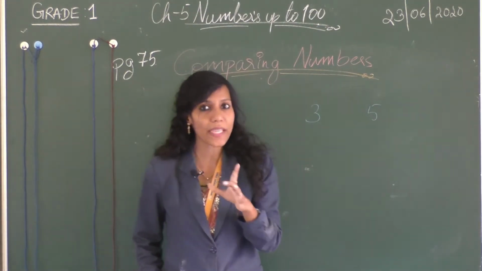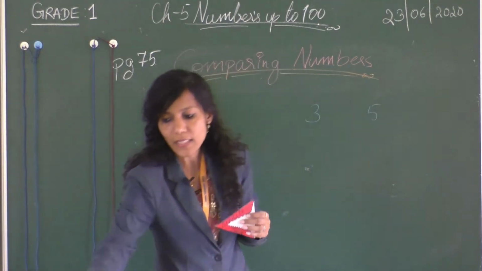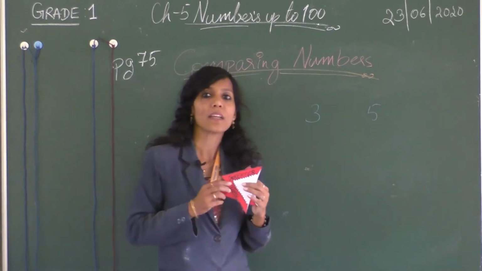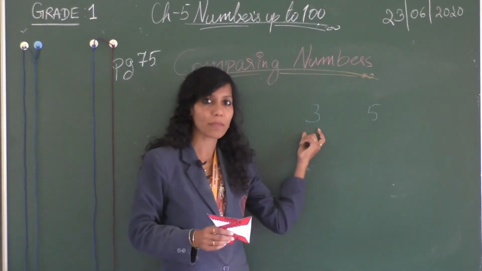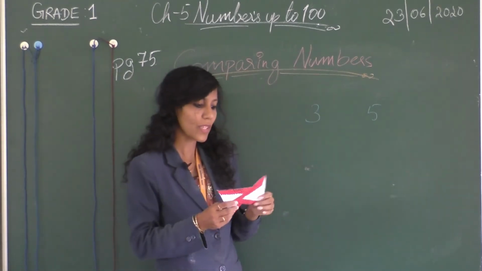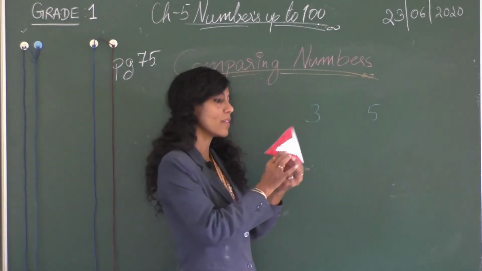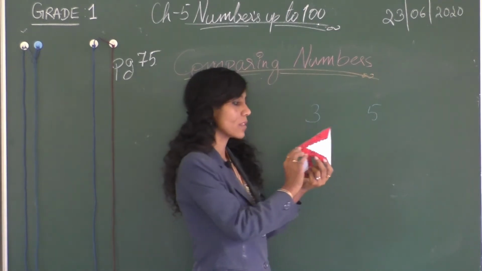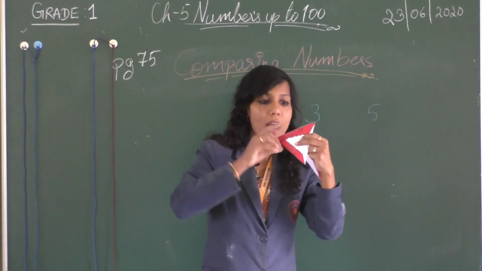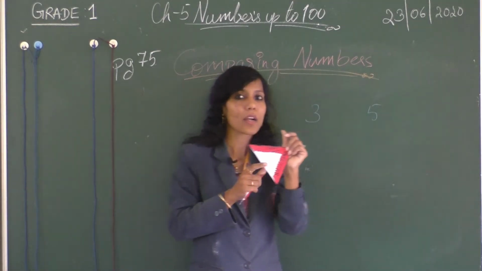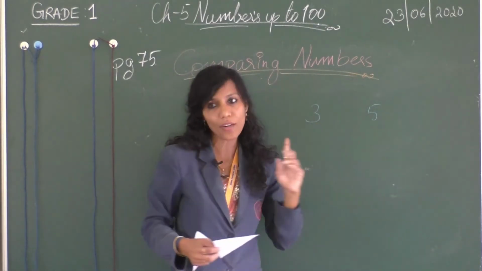The number which is big, we keep the alligator's open mouth towards that side, and for small we put the closed mouth. If the first number is big, we keep the alligator's open mouth towards that side. But if it is small, we keep the closed mouth. Here, is 3 big or is 5 big?